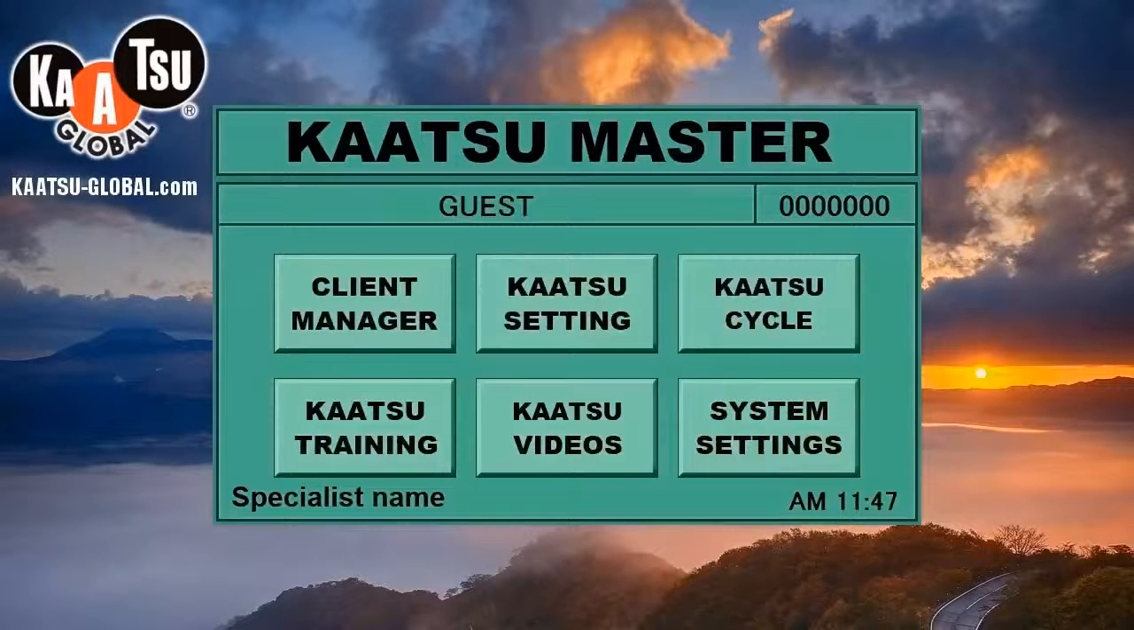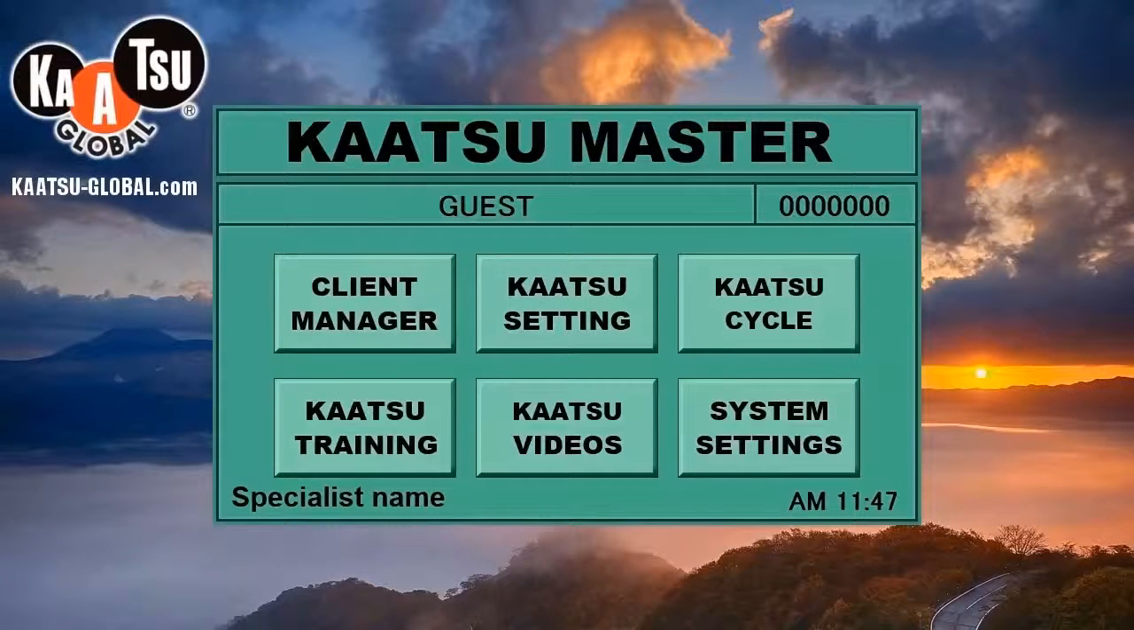If the default passcode is entered, the specialist will be listed as unregistered. On the home screen, an unspecified client is listed as Guest with a default 7-digit code of 7 zeros. This is also where client names will appear. The name of the KAATSU specialist is indicated in the lower left corner, and the time is noted in the lower right corner.